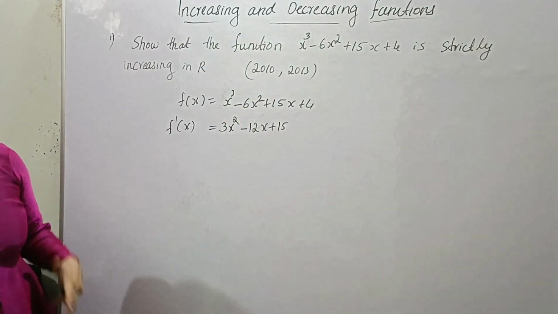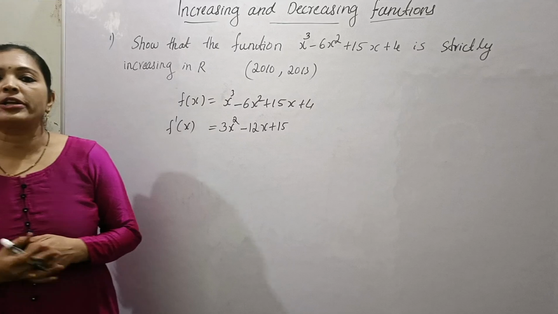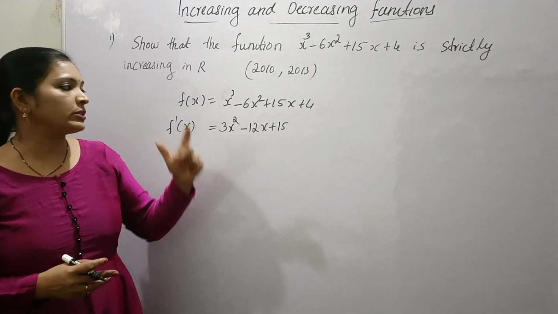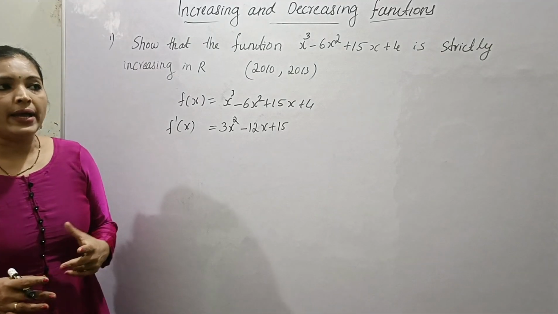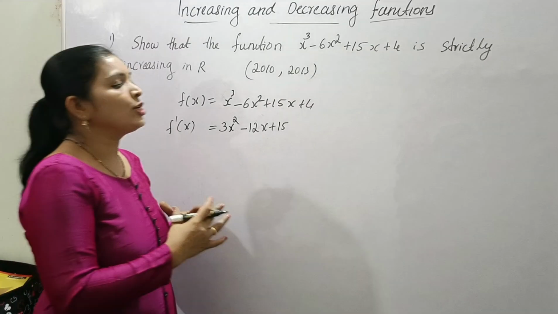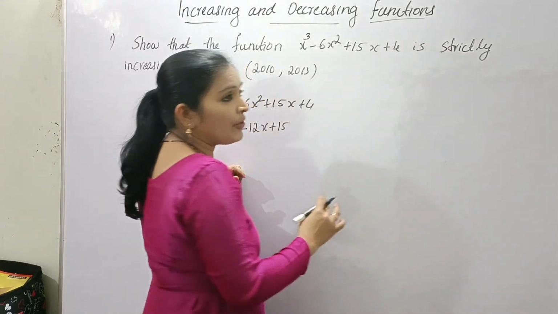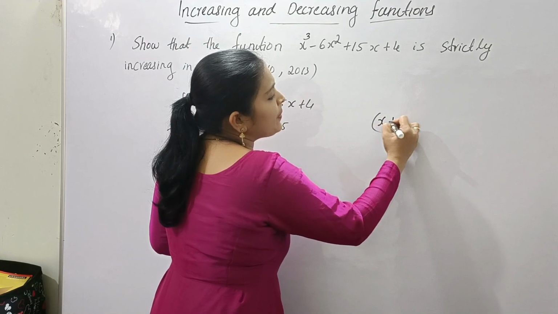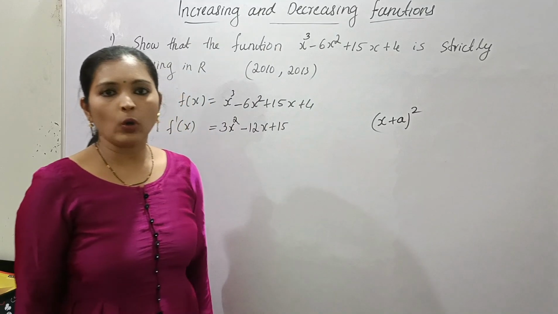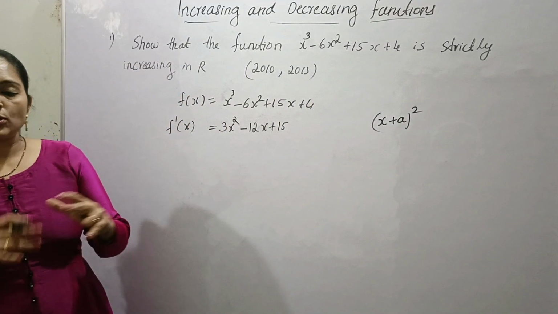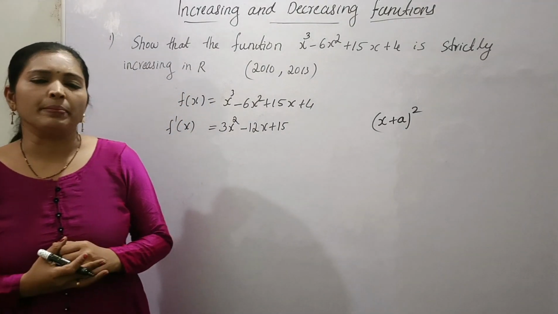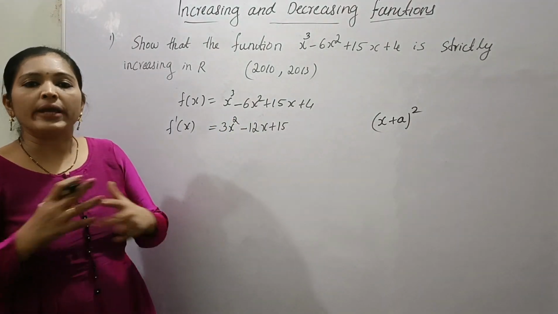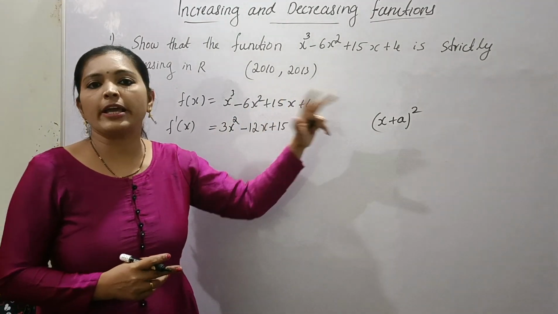Now, how to check whether this is greater than 0 or less than 0? Here, we have to simplify, and we should try to simplify to get the form x plus a whole square. Why? Because the square of any real number is always positive, right? So we are trying to simplify to get the form x plus a whole square.